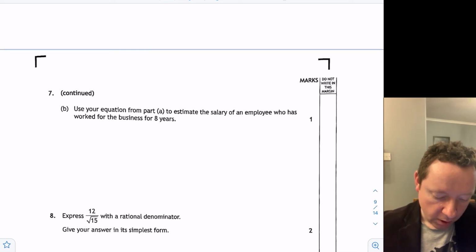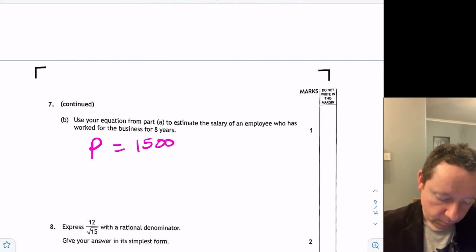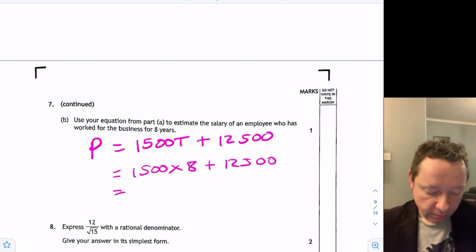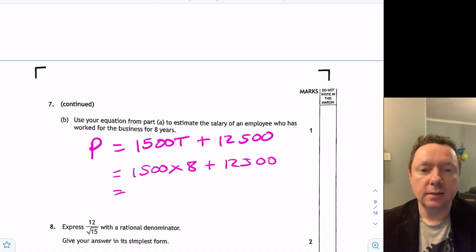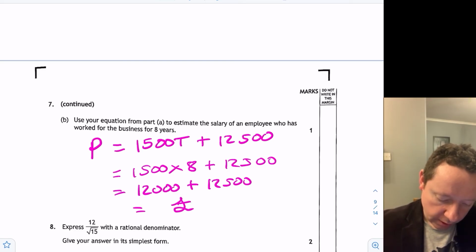Part B, use your equation from Part A to estimate the salary of an employee who has worked for the business for 8 years. So remember, our P was 1,500T plus 12,500. And they're saying 8 years, so that means the pay is 1,500 times 8, plus 12,500. Okay, 8 times 1,500, so if I double it, I get 3,000, double again 6, double again 12, so I get 12,000 plus 12,500, which is equal to, with a pound sign, £24,500.